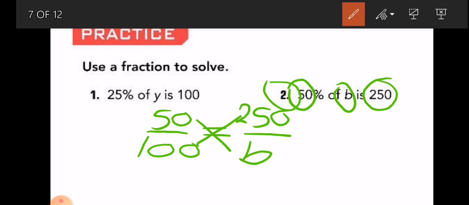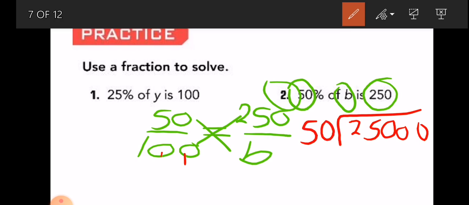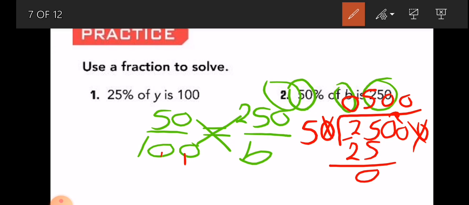Okay, so 250 multiplied by 100 will give me 250, and I have 2 more zeros. Let's put them. Then divide by 50. Cross 0 with 0. Then 2 divided by 5 we cannot. 25 divided by 5 is 5. It will give me 25. Subtract 0. Then 2 zeros up. So the answer is 500. So B equals 500.